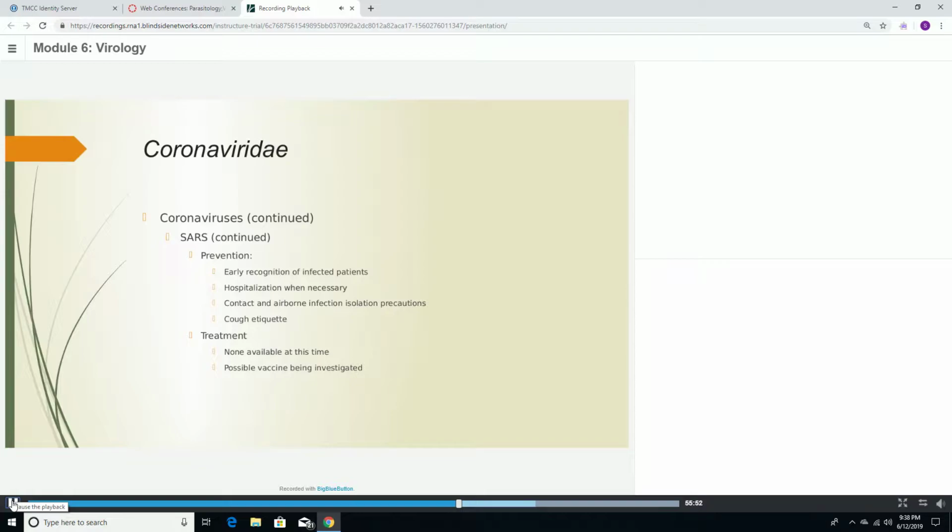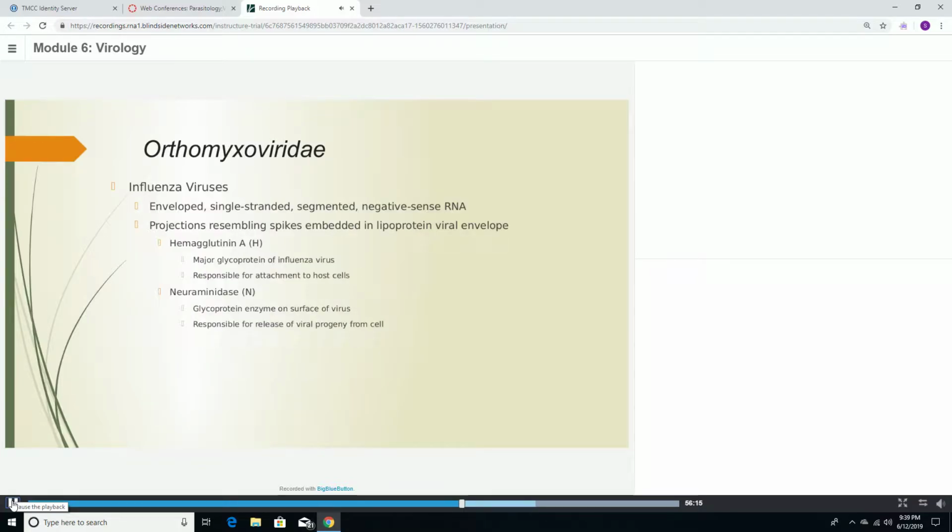Prevention: early recognition of infected patients, hospitalization when necessary, contact and airborne infection isolation precautions, and cough etiquette. Whenever we refer to cough etiquette, it's simply covering your mouth when you cough, because you're going to help reduce the risk of spreading these airborne droplets. Treatment: there's none available at this time, but there's a possible vaccine being investigated.